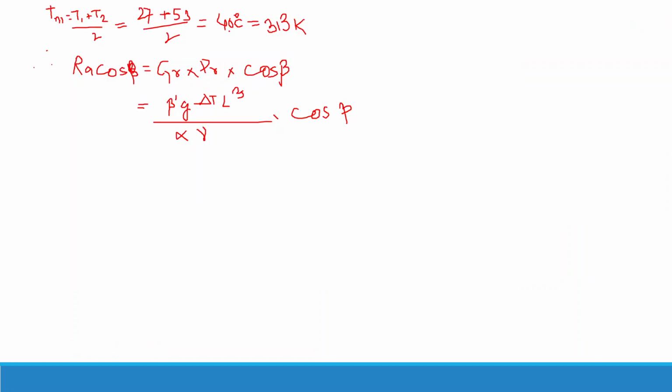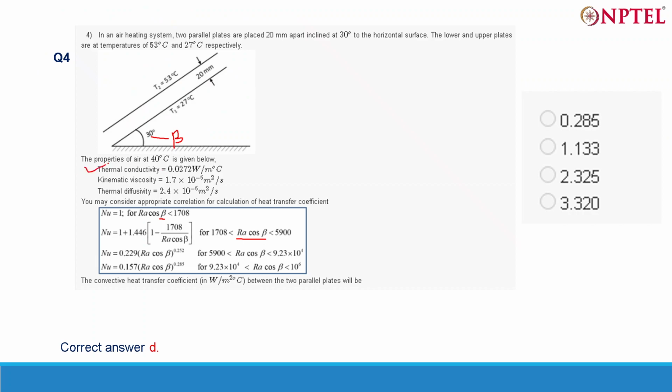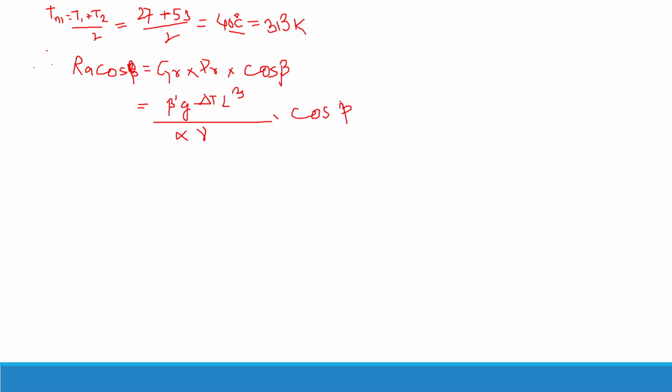Now at 40 degrees Celsius, the properties are actually given, so just put these values there. And beta dash is 1 upon Tm, so that is 1 upon 313.